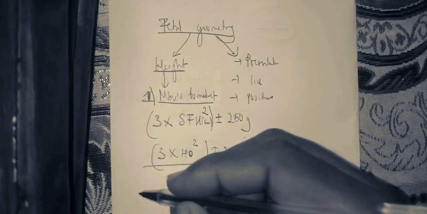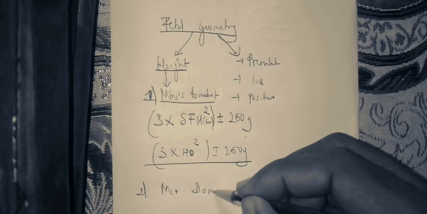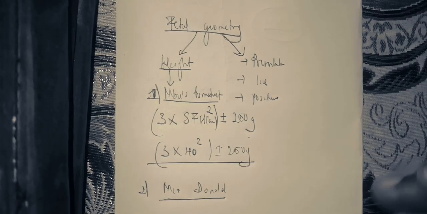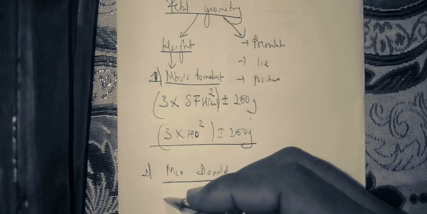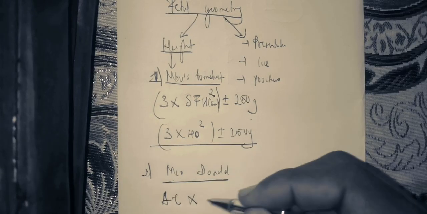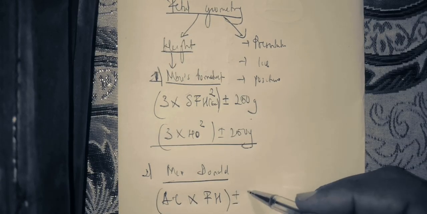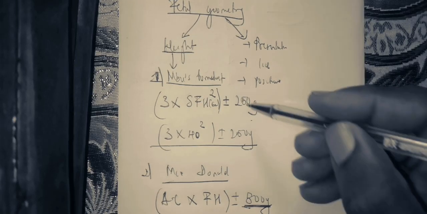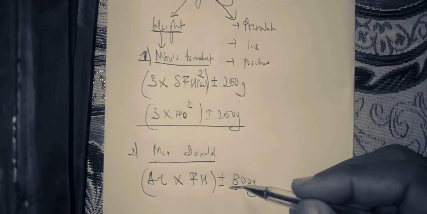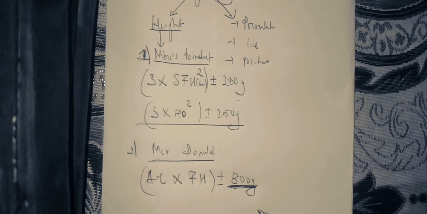Now, the second formula that we use is the McDonald formula for the estimation of fetal weight. The McDonald formula is abdominal circumference times the symphysiofundal height, plus or minus 500 grams. You see that the precision of the McDonald is not very efficient. That's why Mbose is more preferred. So that's the McDonald formula.